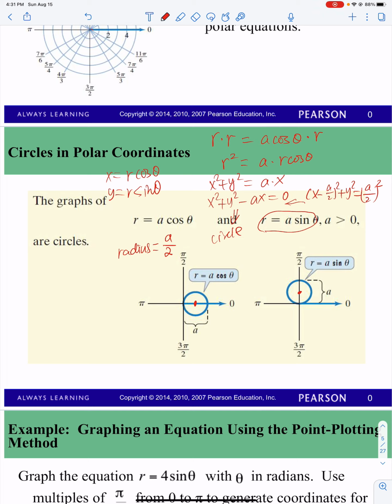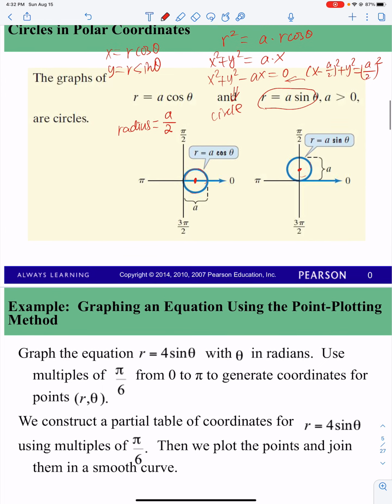So for the moment, you will need to remember r equal to a cosine theta is a circle on the x-axis. R equal to a sine theta will be a circle on the y-axis. Just remember it this way.